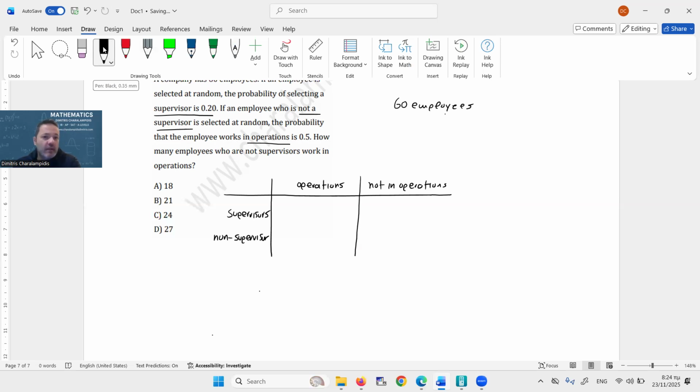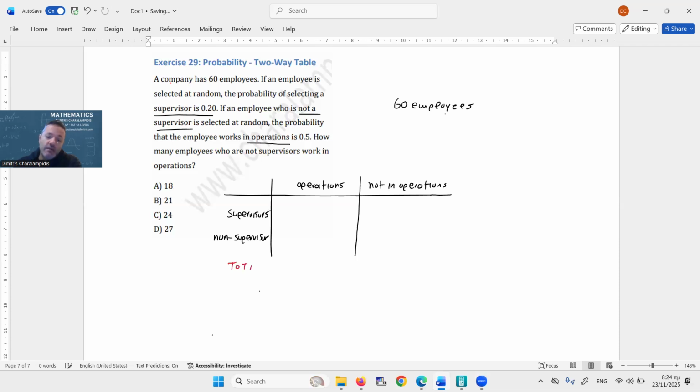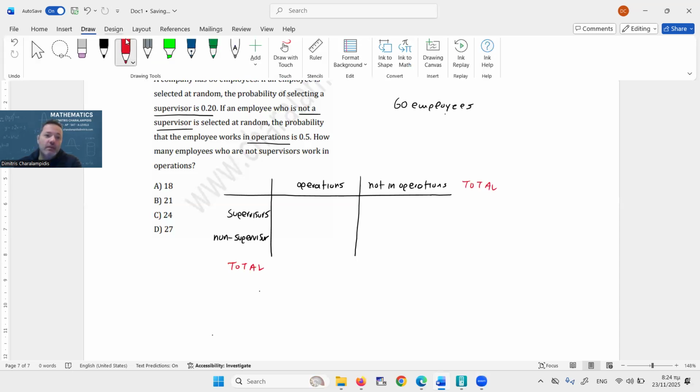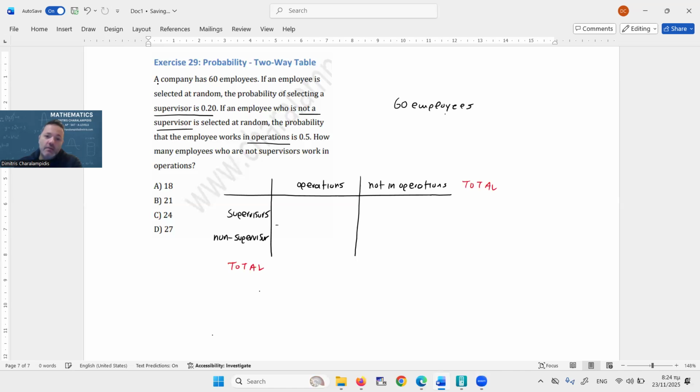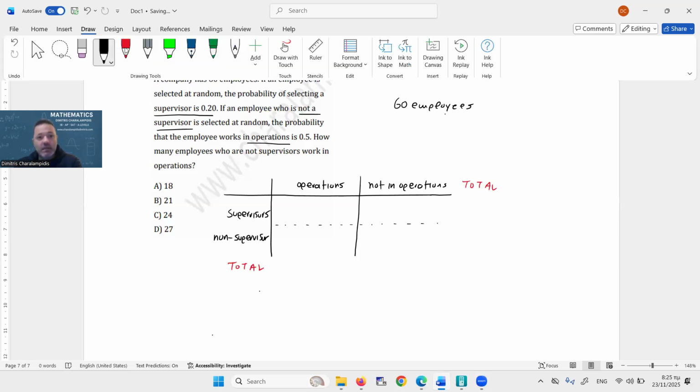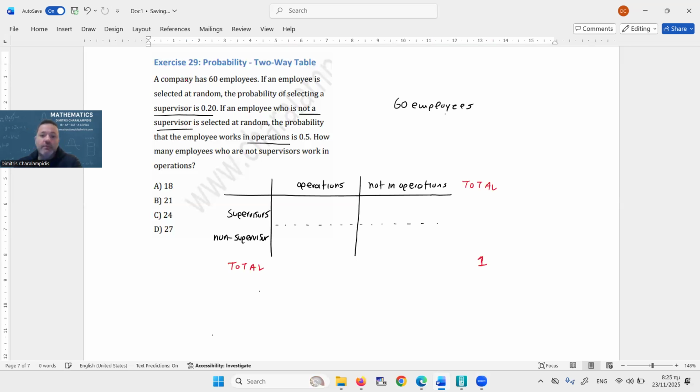In a two-way table, basically, it could be not just with frequencies, it could be with relative frequencies, it could be with probabilities like here. We always put, if there are there, the total row and total column. And we know that at the end, since now we are working with probabilities, the total or the biggest probability should be 1. Now, let's see what we were given.